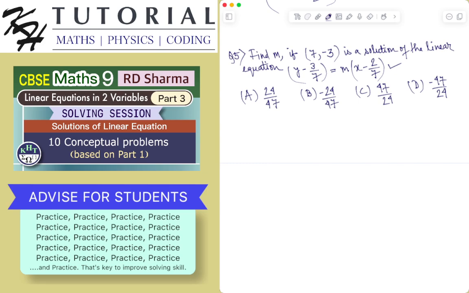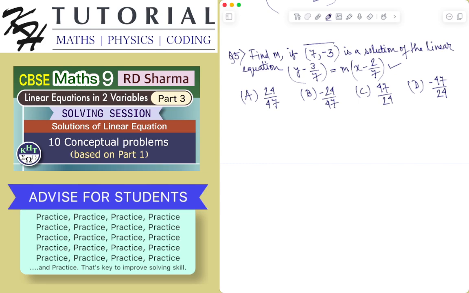But whenever you are solving this kind of problem, where you are given that a particular ordered pair is a solution of the given linear equation, and you have to find an unknown, which in this problem is m, there is no need to convert the given linear equation into the standard form. You just satisfy the ordered pair in the given linear equation. So what will I do? Since 7 comma minus 3 is the solution of the linear equation, this ordered pair will satisfy the given linear equation.